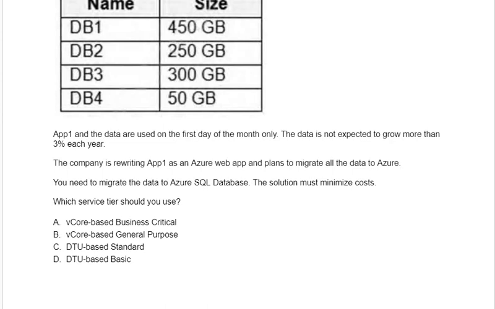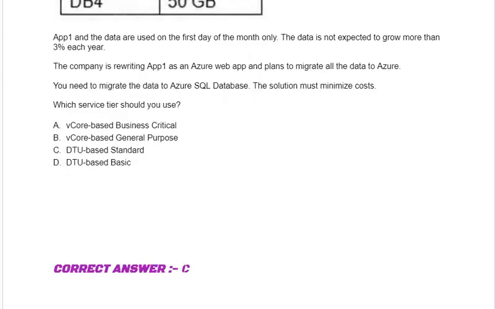Option A, vCore based business critical. Option B, vCore based general purpose. Option C, DTU based standard. Option D, DTU based basic. Correct answer is option C.